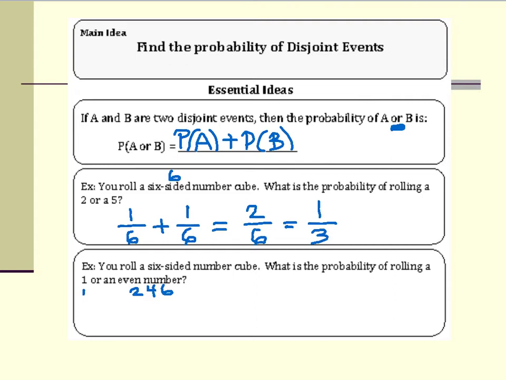So our probability of rolling a 1 is 1 out of 6, plus our probability of rolling an even number, that's 3 out of 6. And then there's nothing in common, so we don't need to subtract anything. So our total is 4 out of 6, and that reduces to 2/3.